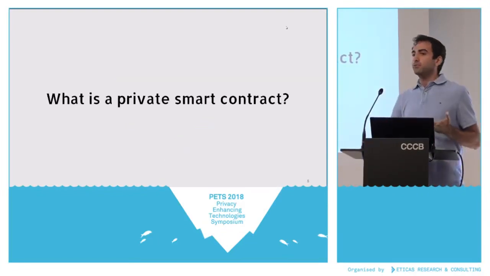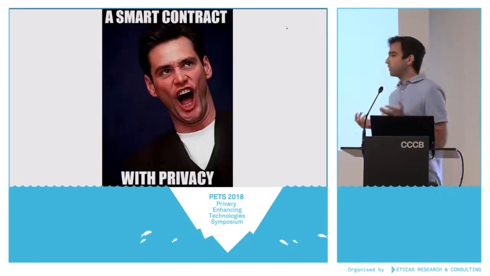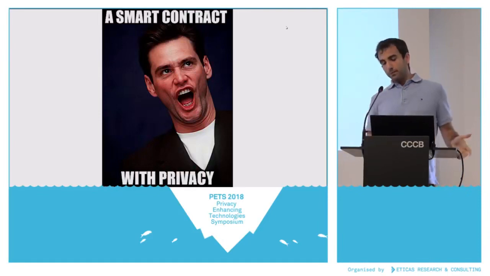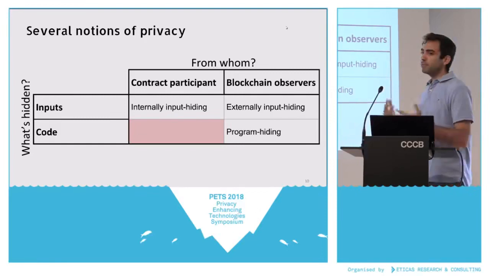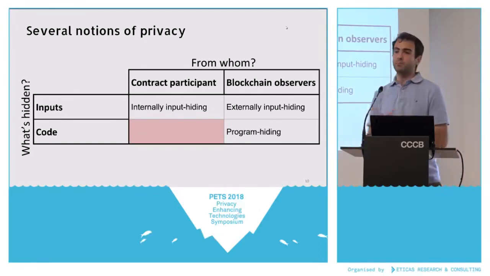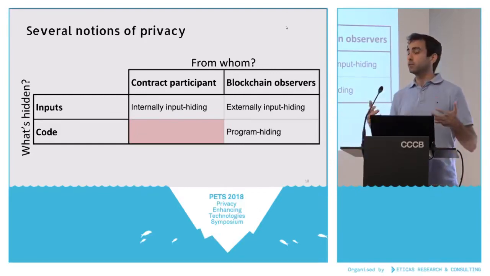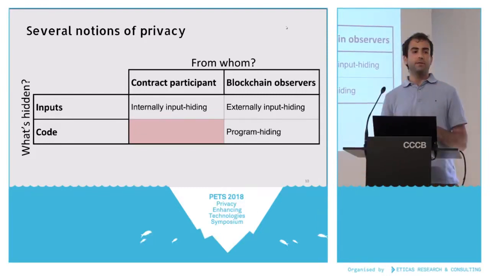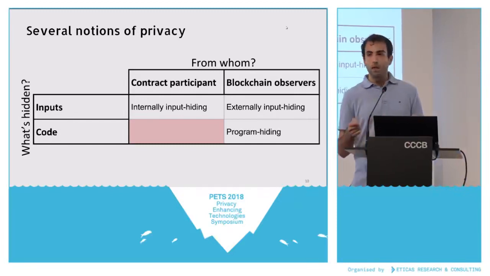So what is a private smart contract? Well, obviously, it's a smart contract with privacy. And that's about it. But the thing is, there are several notions of privacy. What do we mean by privacy? Think of a program where Alice and Bob are computing some function, and they each have inputs, or maybe only one of them has inputs. So we can think about the privacy of the inputs, and we can think about the privacy of the code.